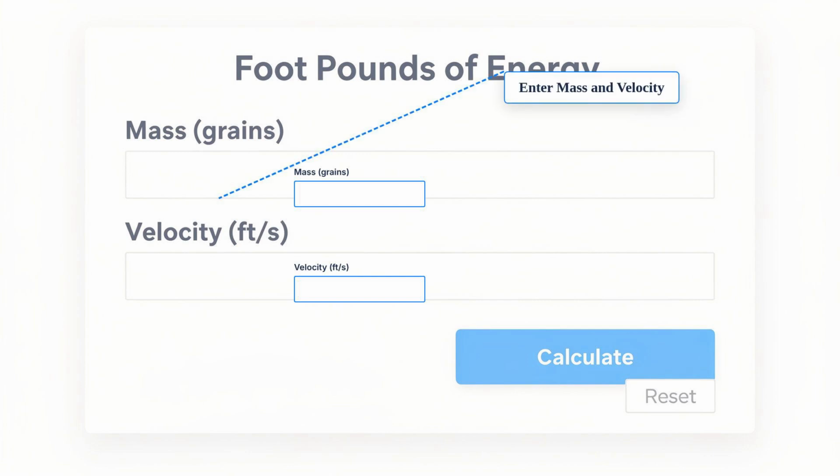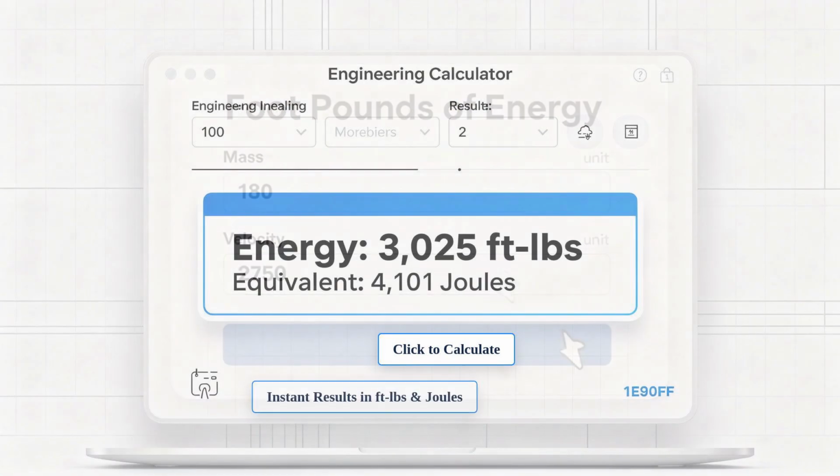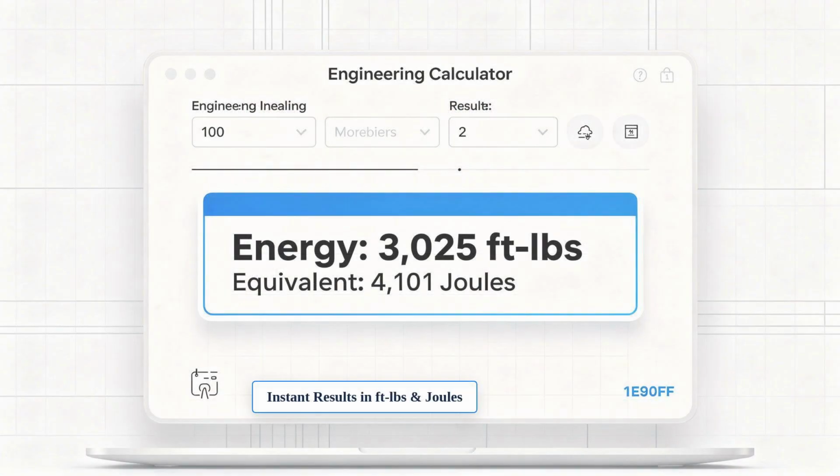Let's calculate kinetic energy for a moving object. When you enter the mass and velocity values and click Calculate, the Results section displays your calculated kinetic energy in foot-pounds. The calculator also provides the equivalent energy in joules for easy metric conversion. This dual-unit output helps when working across different engineering standards and specifications.